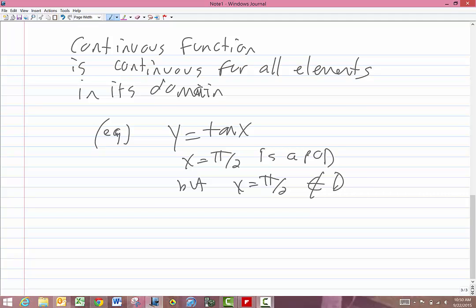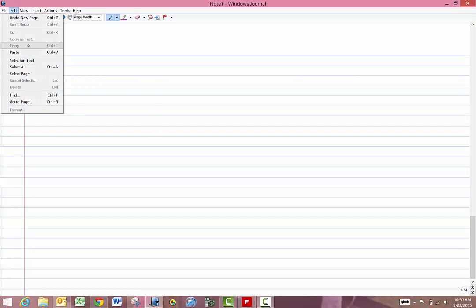Okay? So technically, the tangent function is a continuous function, even though it has an infinite number of discontinuities. The reason it remains a continuous function is because all of those discontinuities, pi over 2 being one of them, are not in the domain of the tangent function.